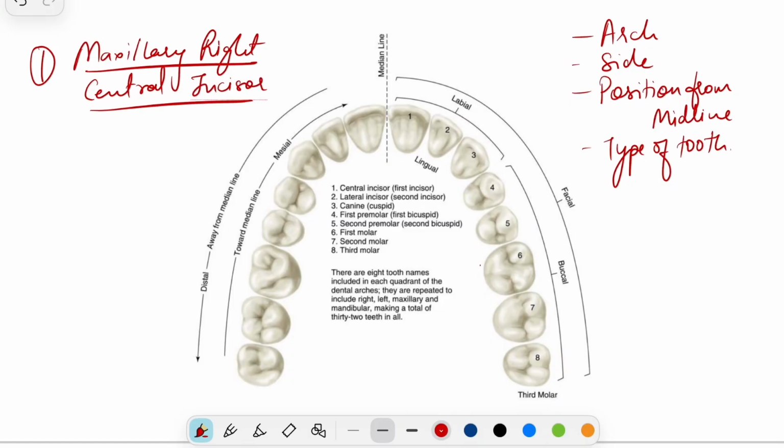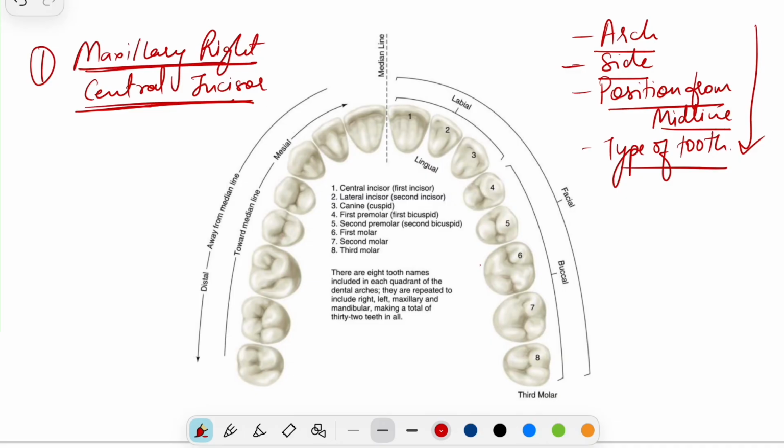This is how you'll name your teeth. First will come the arch, then the side, then the position from the midline, and then the type of tooth. This is the sequence. Just make sure you remember this. This will be the sequence always: the arch first, then side, then position from the midline, and then the type of tooth. So this is our first example here, maxillary right central incisor.